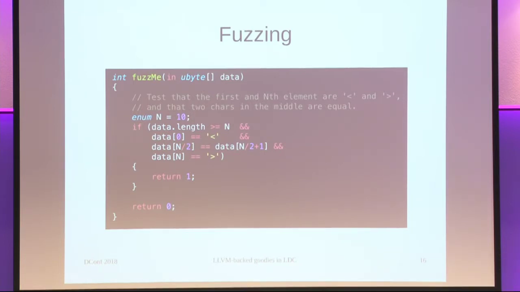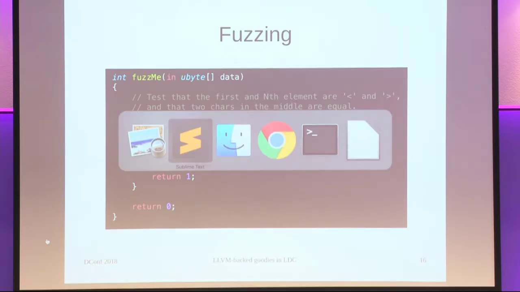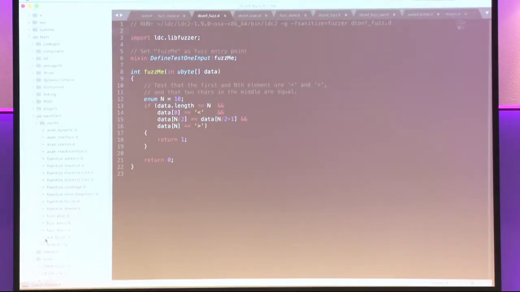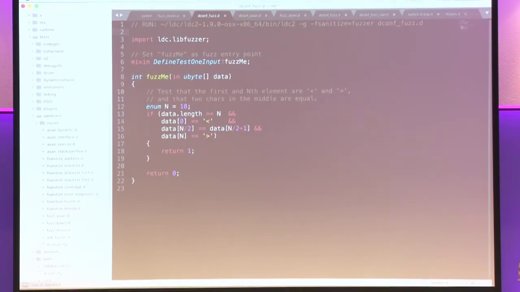So let's see if I can quickly... Can you read this? To test this, all you need to add is 2 lines of code. We have this FuzzMe function that I just showed. The 2 extra lines I have to add are import ldc.libfuzzer, and the second line is mixin DefineTest1Input, and as a template parameter, you pass the name of the function that you want to test. That's it. No main is needed.